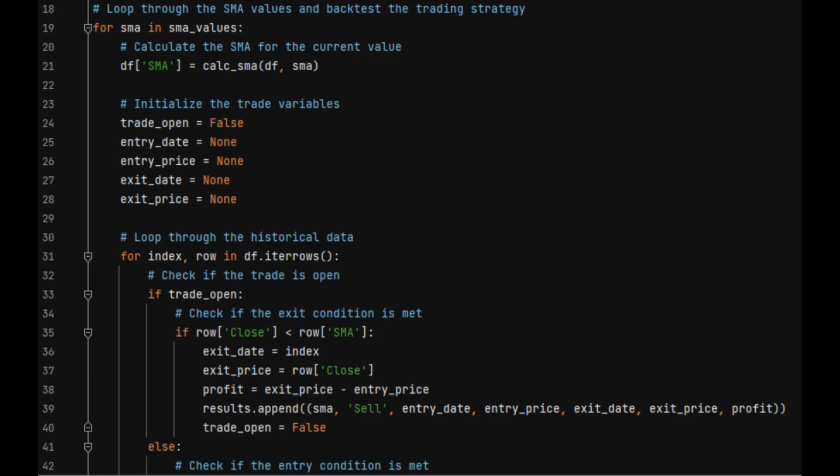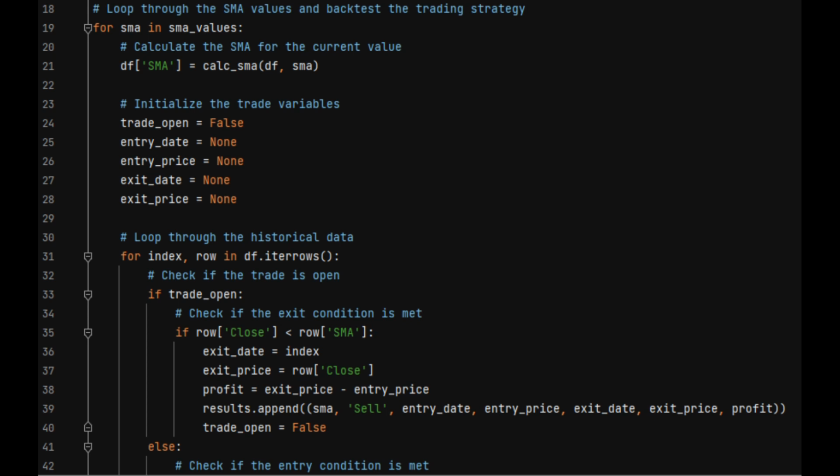Following this, trade variables are then initialized. The strategy works such that one trade can only ever be open at any one time. Hence, if the trade open flag is true, then no new trades can be open. We use the iterrows method to iterate through the dataset.